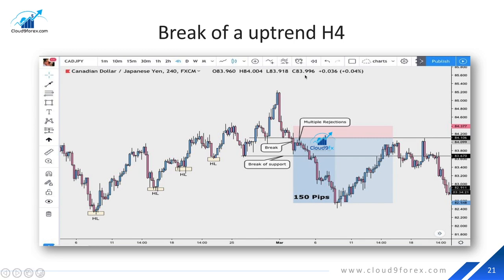Break of an uptrend on the H4 time frame. So we have our higher lows, come back up, we have a nice bearish candle, price starts to fall, break, multiple rejections of this area, and then we actually finally get a break of support, which was a 150 pip drop.